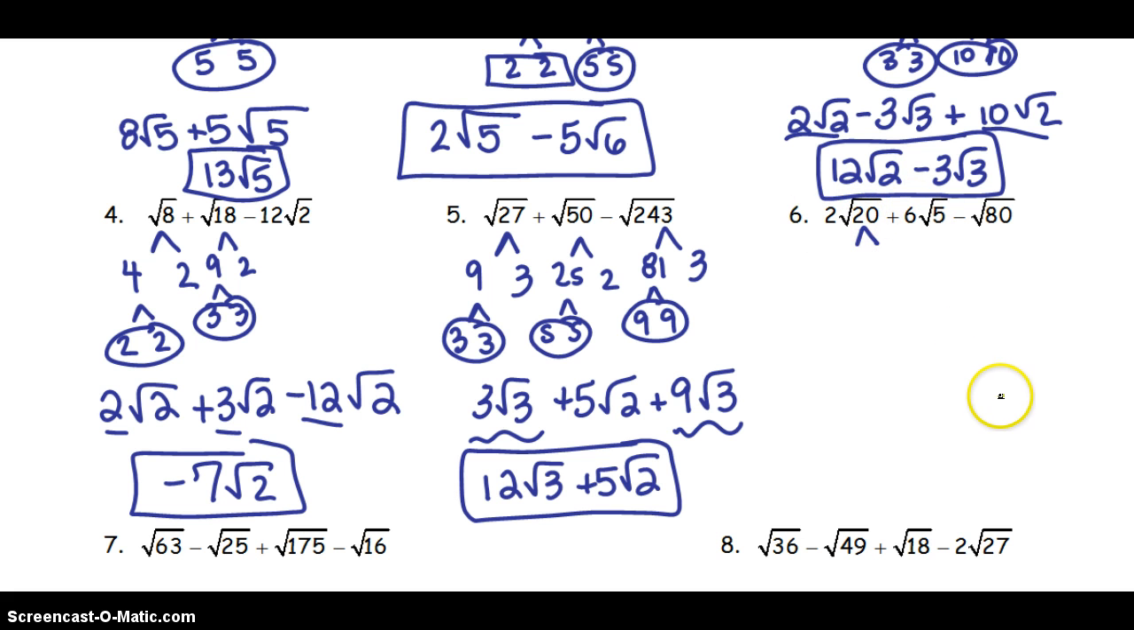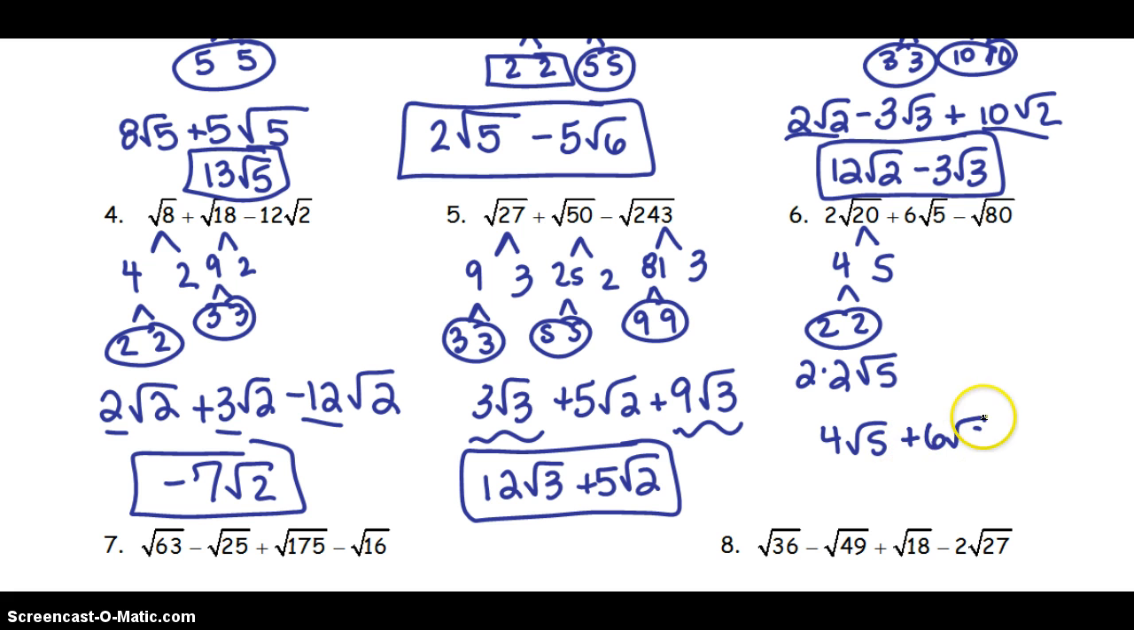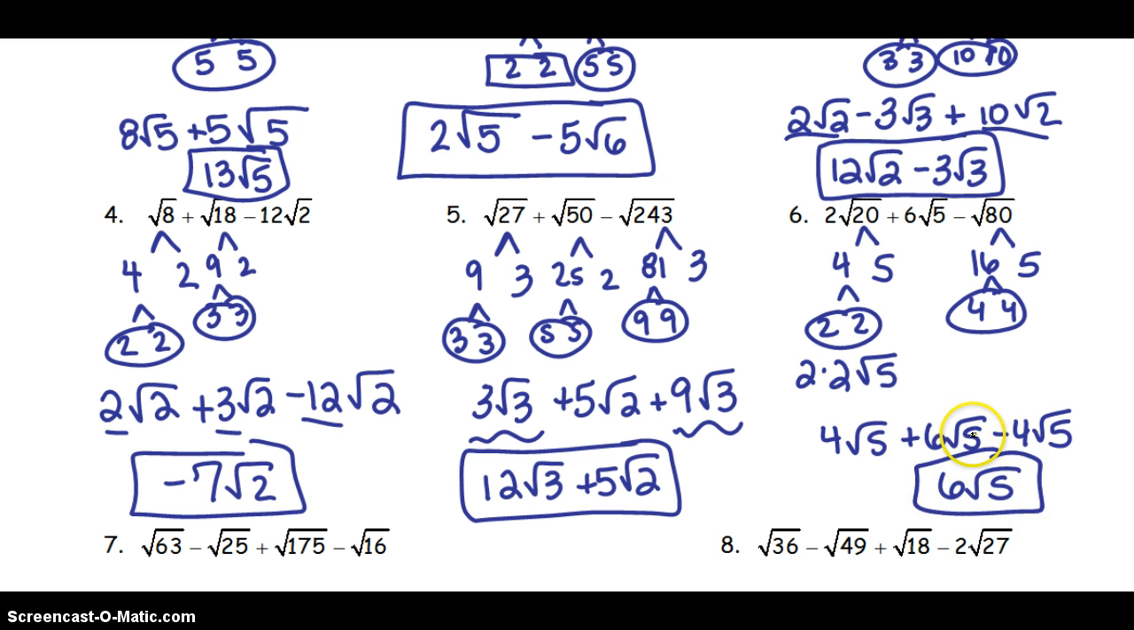We have numbers in front this time that are going to be multiplied with numbers that are pulled out. We have 4 and 5, 2 and 2. So the 2 is going to go out with the 2. We have 2 times 2 root 5, or 4 root 5. This one's still 6 root 5, because I can't do much with that. 18 is 16 times 5, 4 and 4. So we have minus 4 root 5. And all of these can be combined. 4 and 6 is 10, minus 4 is 6 root 5.